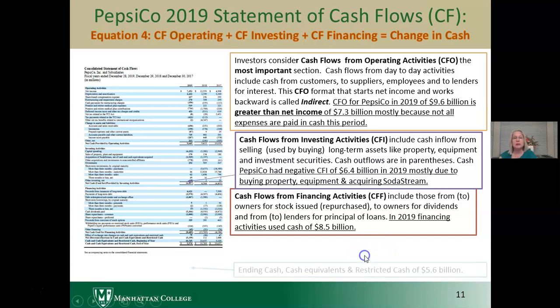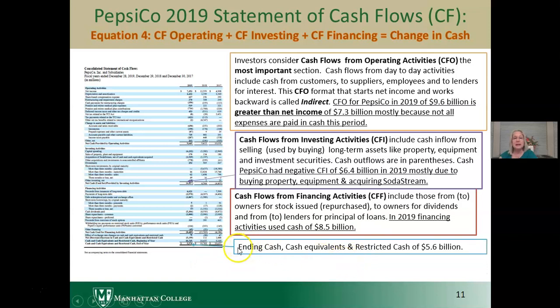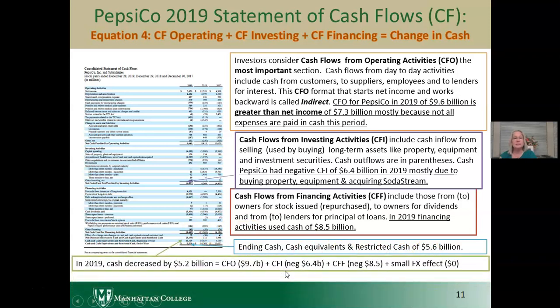So altogether, I said this ending cash, cash equivalents, and restricted cash is 5.6 billion. And the reason why it is that is cash decreased from what it was in 2018 by 5.2 billion. Why? Because cash flows from operating activities were positive, but not big enough to cover the cash outflows for investing in property, plant, and equipment and financing activities, paying dividends, buying back stock.